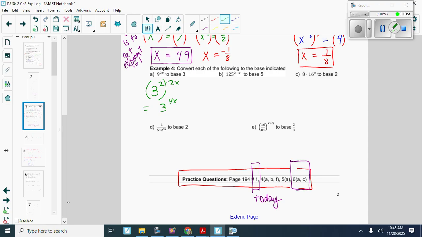Okay, 125, change that to a base 5. We just did an example where we saw that it was 5 to the exponent 3. And then there's still this 2 minus x on the outside.